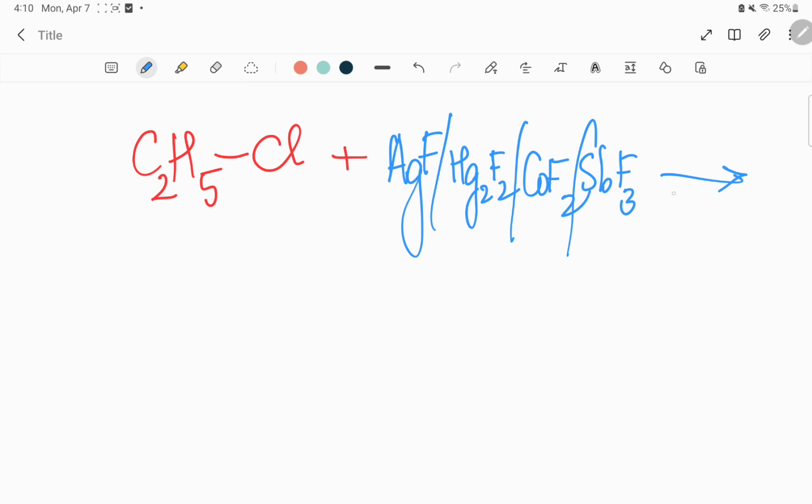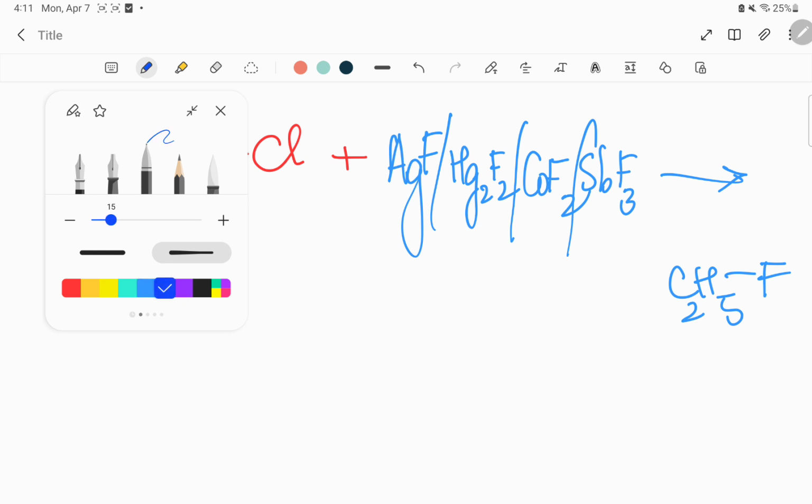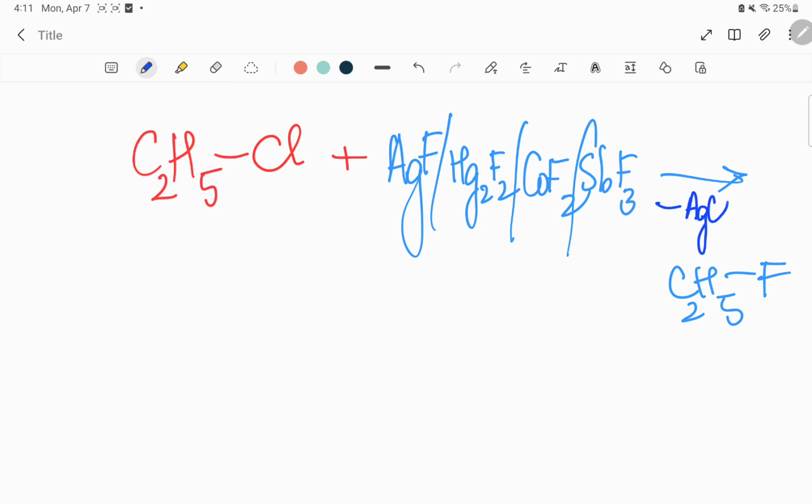to see that C2H5F will be produced, that is fluoroethane, and the byproduct will be AgCl or Hg2Cl2 or CoCl2 or SbCl3. So depending on the metallic fluoride, your byproducts will be different, but the product will always be the alkyl group attached to a fluorine atom.